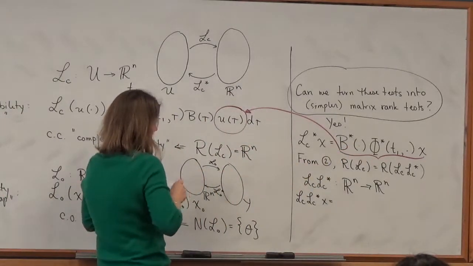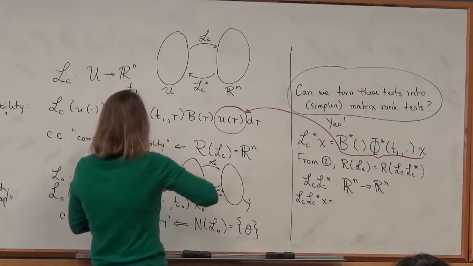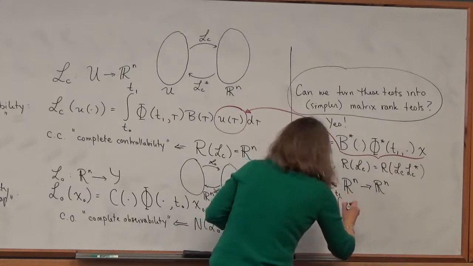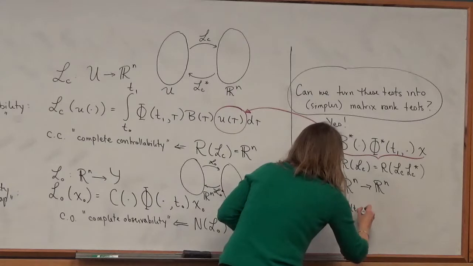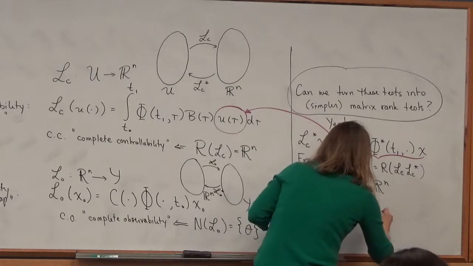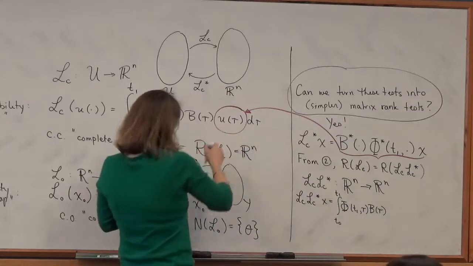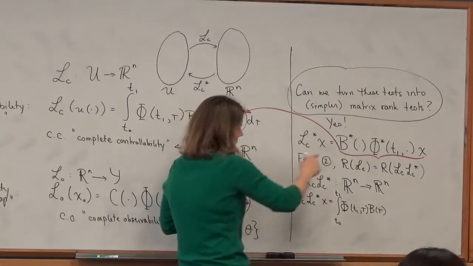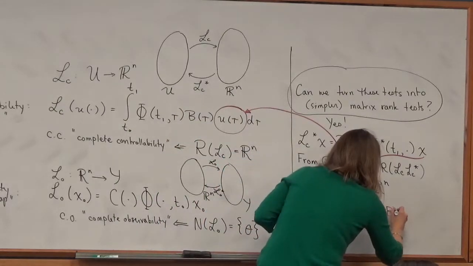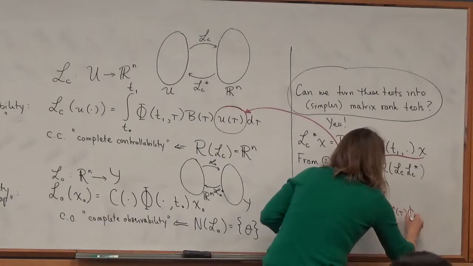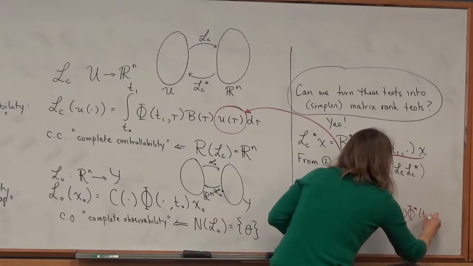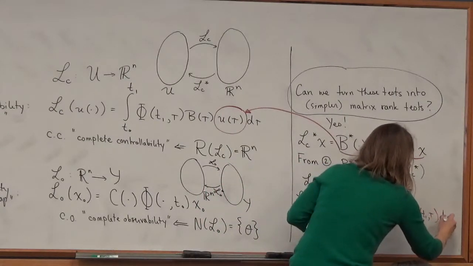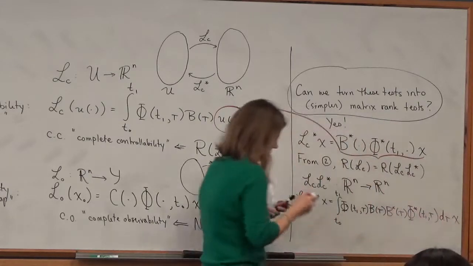So let's keep the color coding. Let's write the LC operation in black. So that's just this piece here: the integral from T0 to T1 of phi of T1, tau, B of tau. Now, wherever I saw U of tau, I'm going to plug in this function here. Wherever I see the dot, I put in tau: B star of tau, phi star of T1 comma tau, x, d tau. X is just a vector, so I'm going to bring it outside that integral.